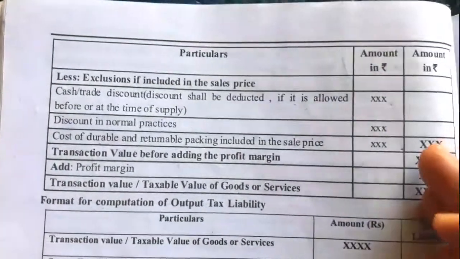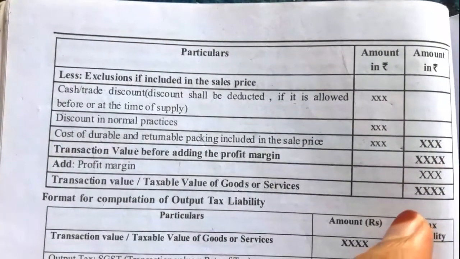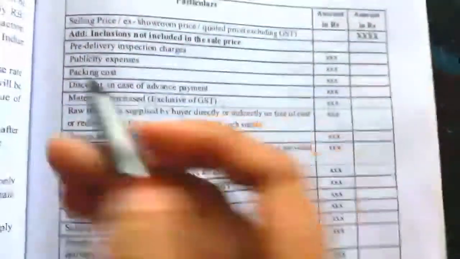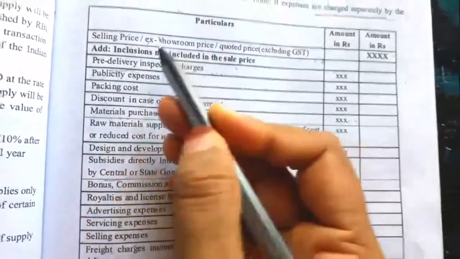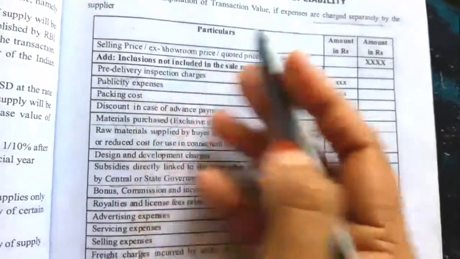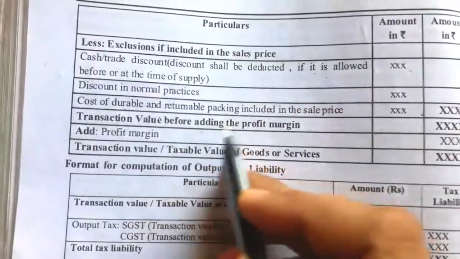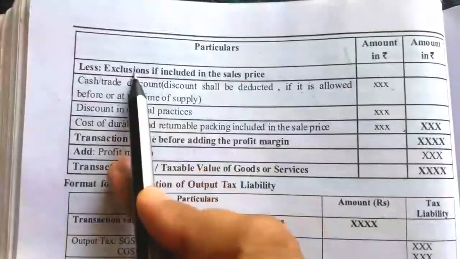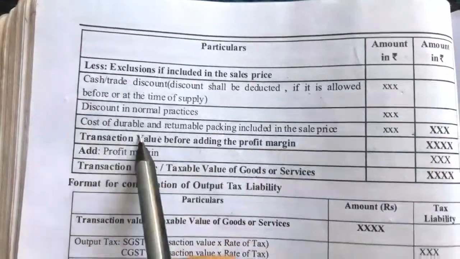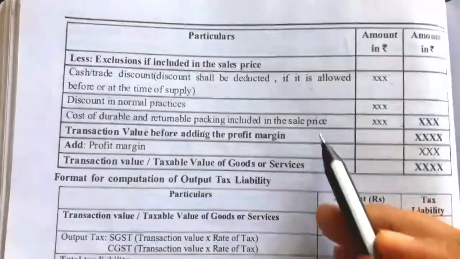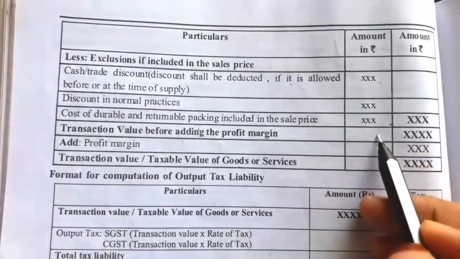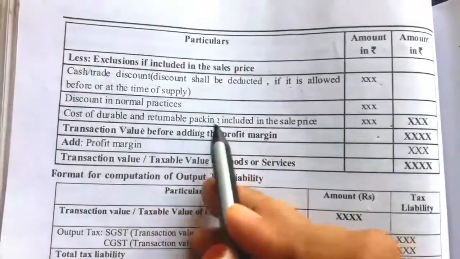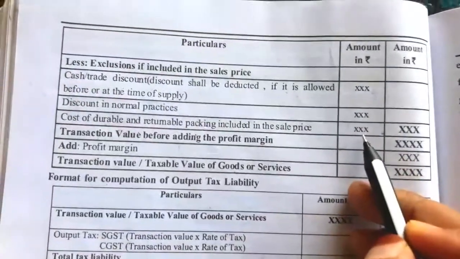So for the particular product supply, cost of packing is allowable. So see here, cost of packing is allowable. It is an inclusive expense we have to add. The durable or returnable packing is not an allowable expense, so we have to exclude that. That is why we are deducting it. The cost of durable or returnable packing which is included in the selling price, that means we have to exclude. So durable and returnable packing we should not include in the selling price.